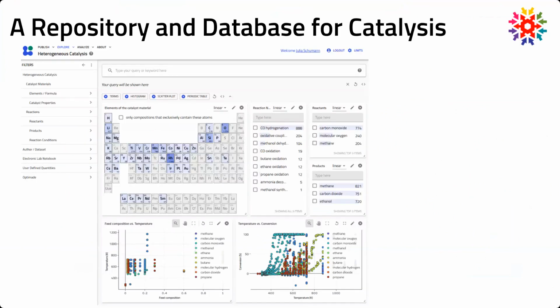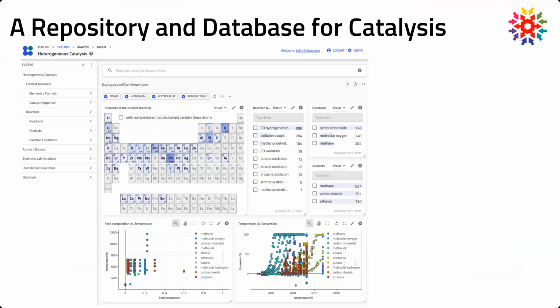So here comes now in my work, we plan to make it possible within Nomad to share catalysis related data, especially heterogeneous catalysis data. And so I'm trying to make this possible so that we can use the fine capabilities of Nomad with respect to searching through the data and data visualization and analysis.